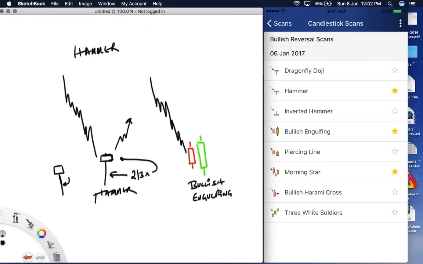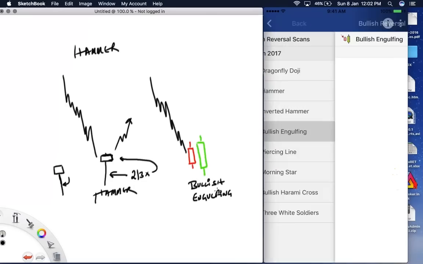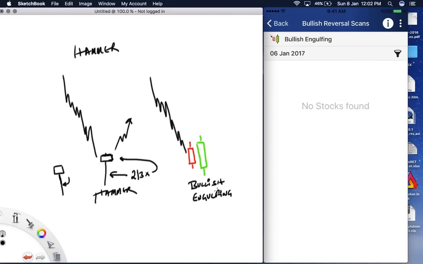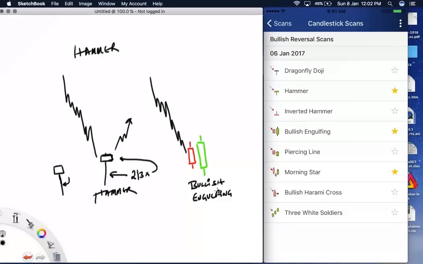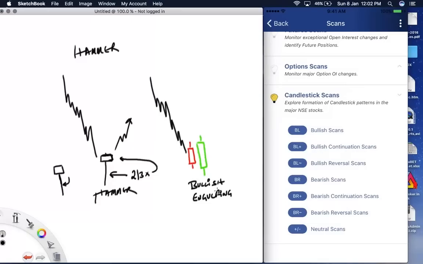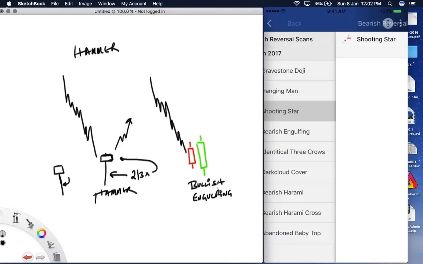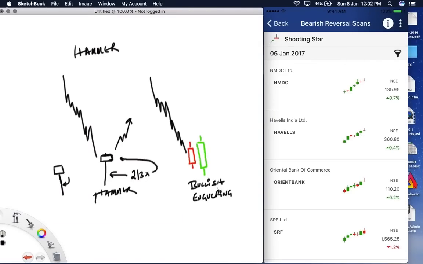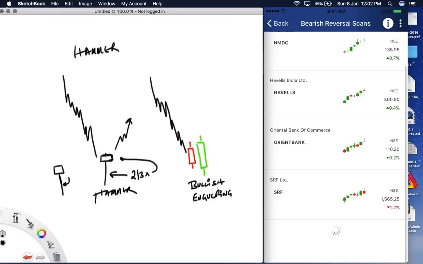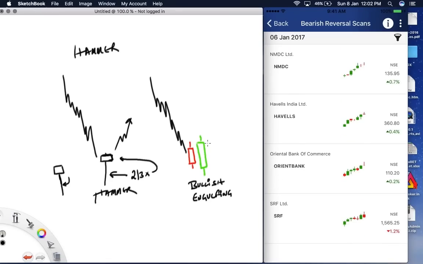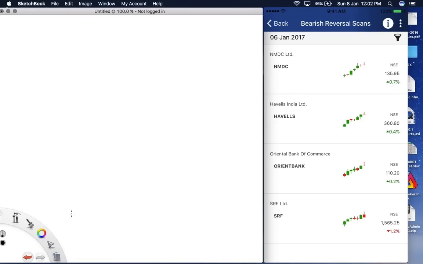In this case, I have the shooting star. So let's say I tap on shooting star. Oh yes, I get NMDC, Havells, Oriental Bank, SRF. Now, shooting star, my friend, looks like this. Now we are doing bearish patterns, which come after a rally, and shooting star looks like this. It's got a very small body and a long upper shadow. This upper shadow is going to be 2 to 3 times the size of the body. This raises the possibility of a short-term dip in the market.